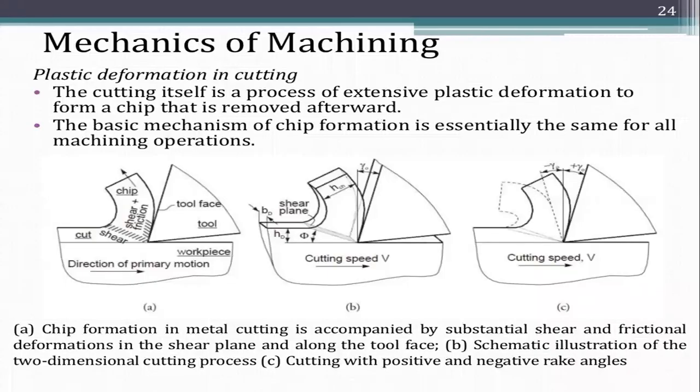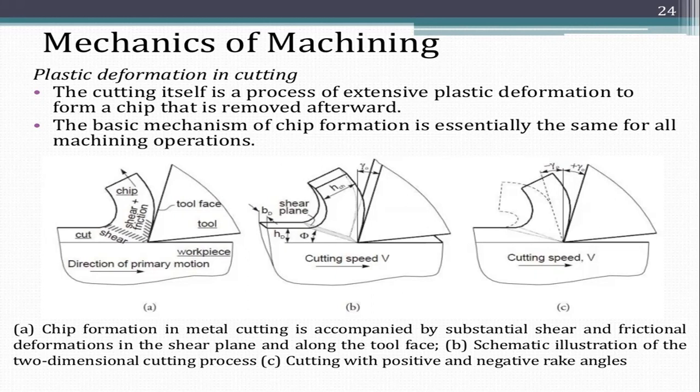Mechanics of machining. The plastic deformation in cutting. The cutting itself is a process of extensive plastic deformation to form a chip that is removed afterwards. The basic mechanism of chip formation is essentially the same for all manufacturing operations.